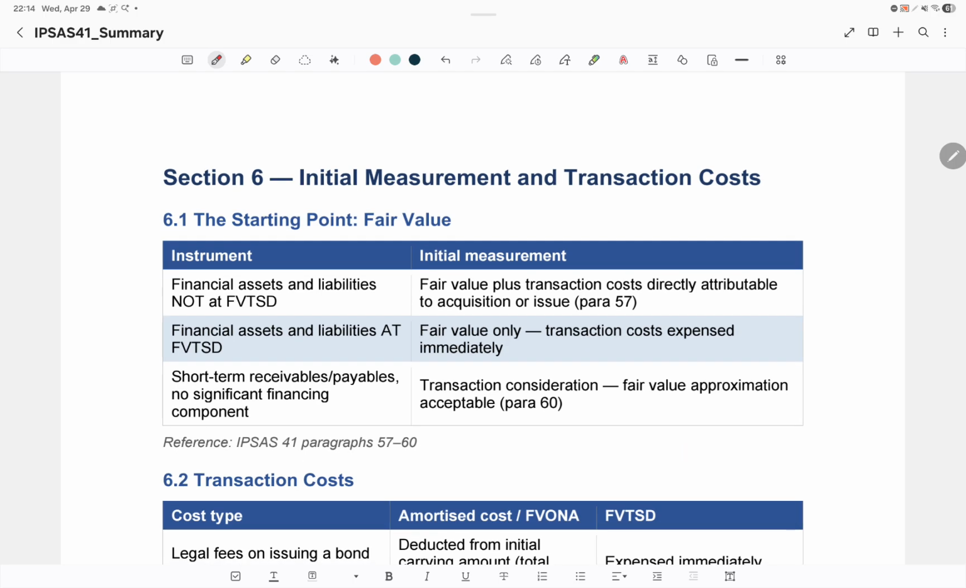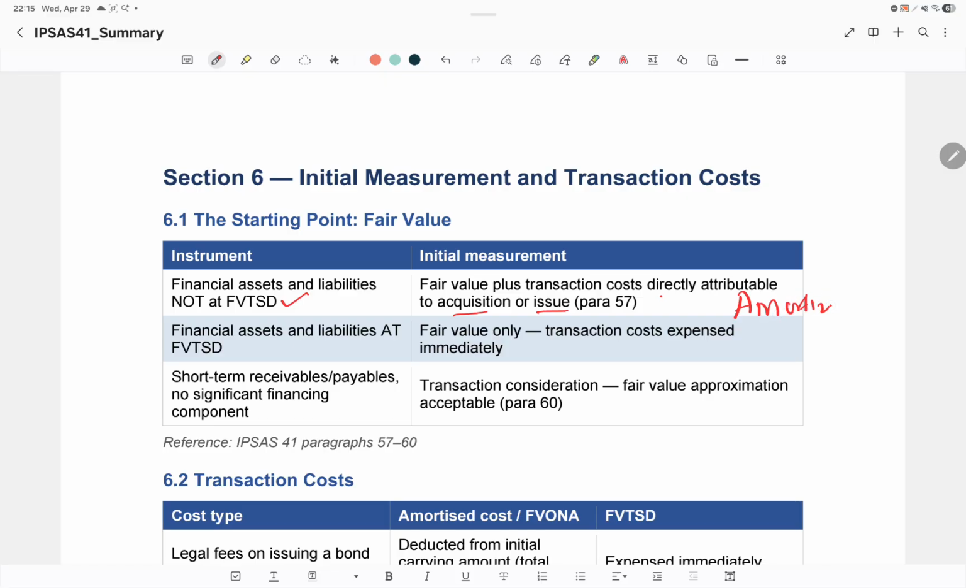Initial measurement and transaction cost. The starting point is fair value. So, for financial assets and liabilities not at fair value through surplus, how do we measure? Fair value plus transaction costs directly attributable to acquisition or issue. So those we normally measure at amortized cost.